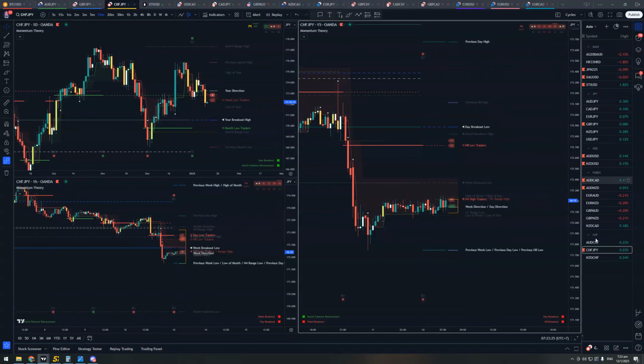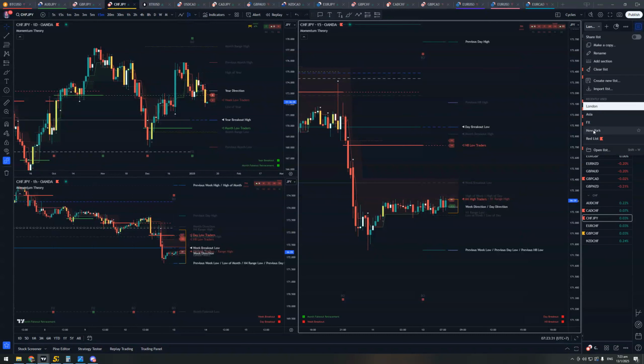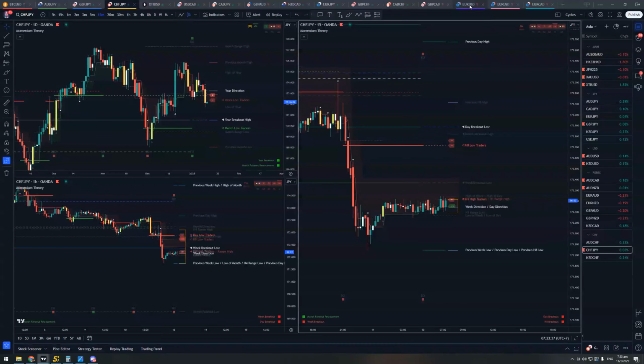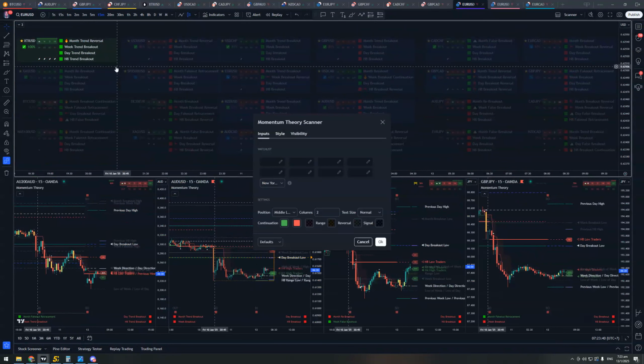Okay, so I've marked off all the Asia pairs. I also have London pairs marked off and New York pairs, but I'm not going to be looking at this until we're closer to those sessions. So right now, I'm only going to be focused on Asia pairs. So I have this set up here.